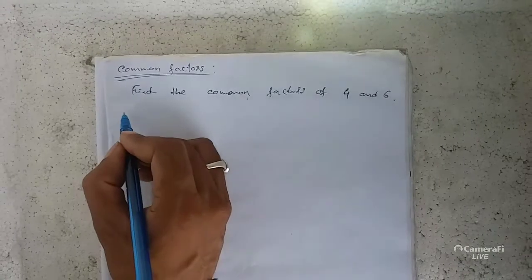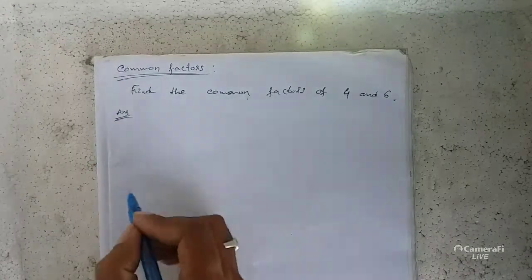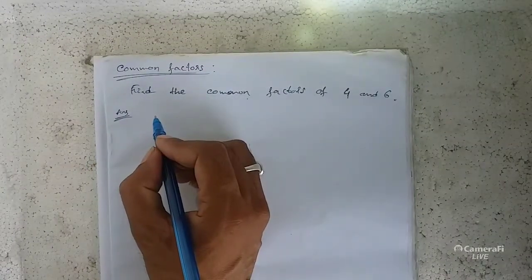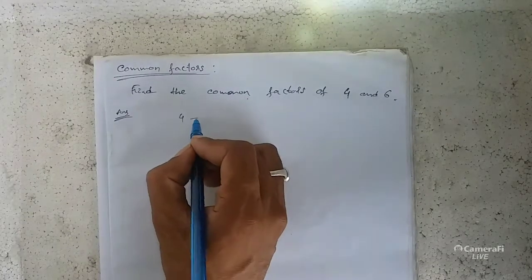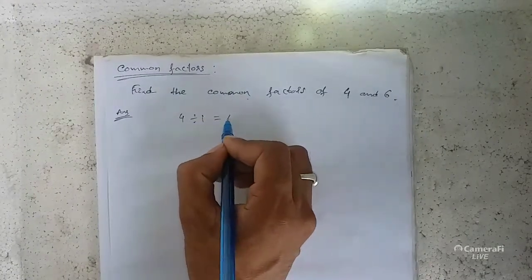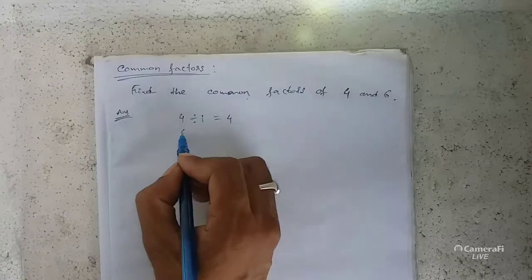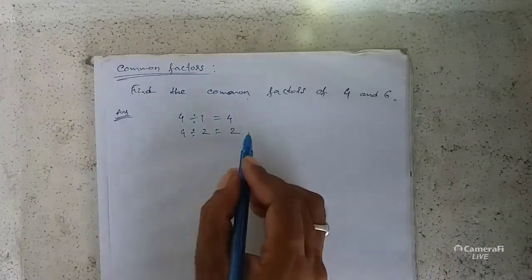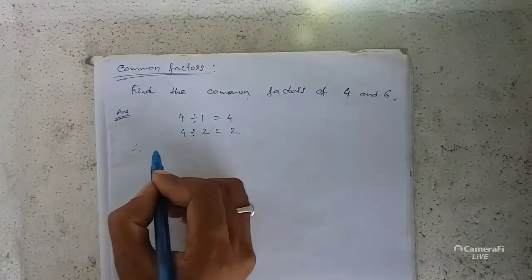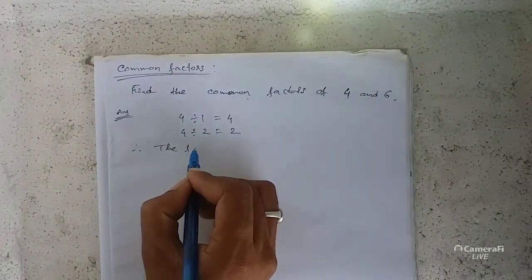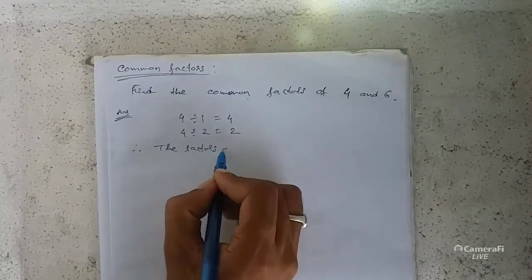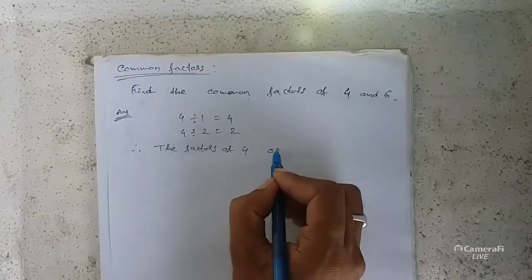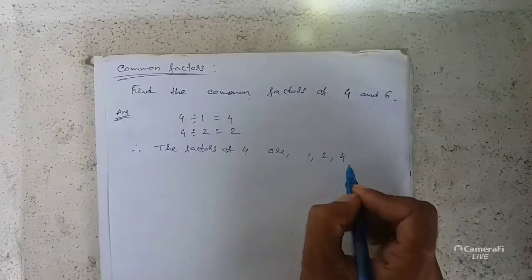So, first we will find the factors of 4. 4 is divisible by 1, result is 4. 4 is divisible by 2, result is 2. So, we have to stop here. Therefore, the factors of 4 are 1, 2 and 4.